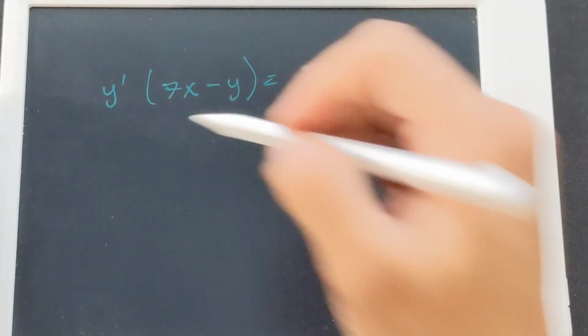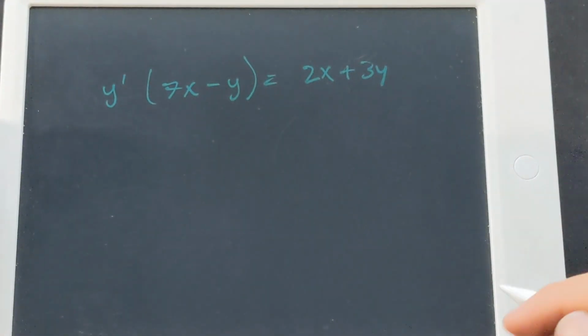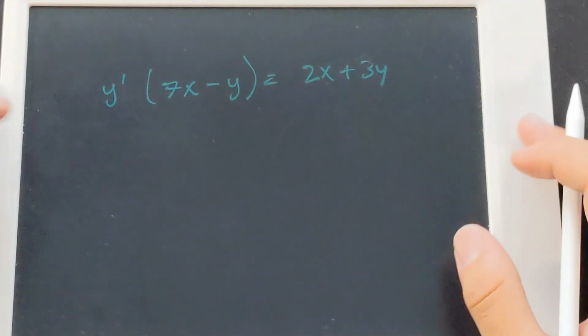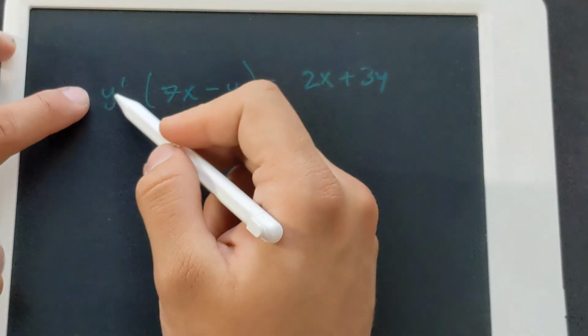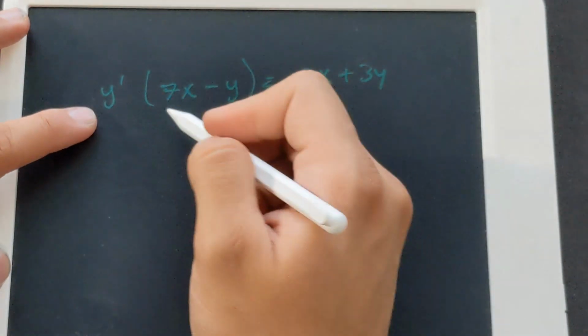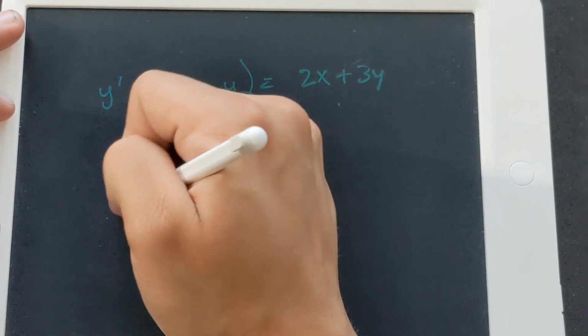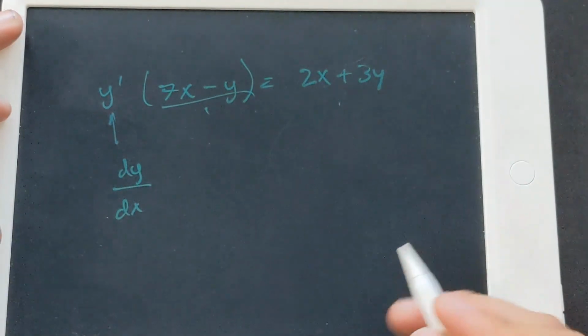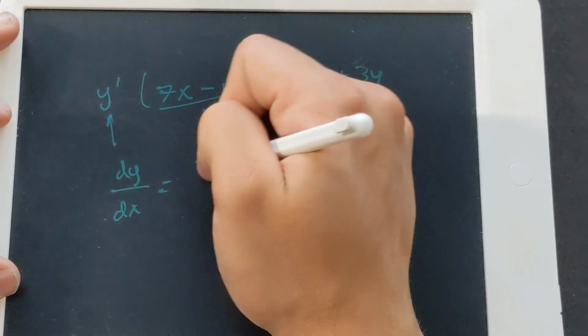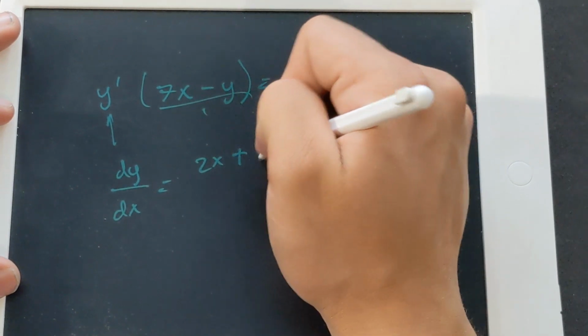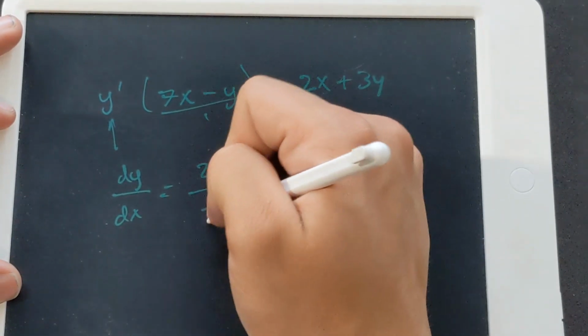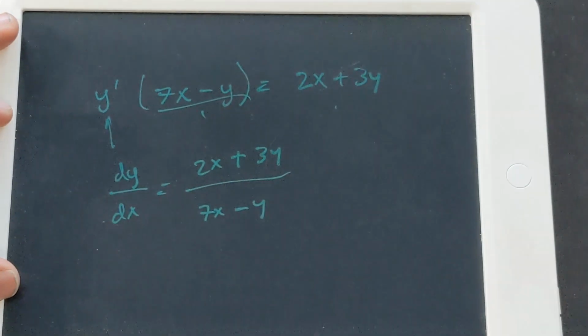And you can have a nonlinear function that's homogeneous, you can have a linear function that is non-homogeneous, and it's important to keep that distinction in mind. So again, we want y prime on its own. So let's go ahead and divide this term over to the other side, and we're going to have dy by dx, which is the same as y prime, equal to (2x plus 3y) over (7x minus y).